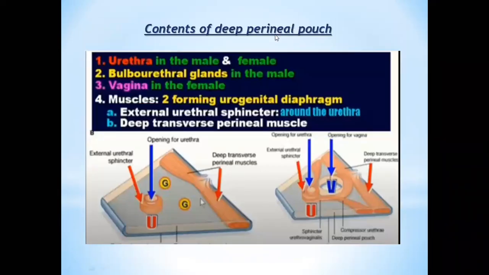Now, what are the contents of the deep perineal pouch? In both male and female, the deep perineal pouch contains the urethra. We'll find the bulbourethral glands only in males, but in females, we are going to find the vagina. This is the difference between the male and female deep perineal pouch.